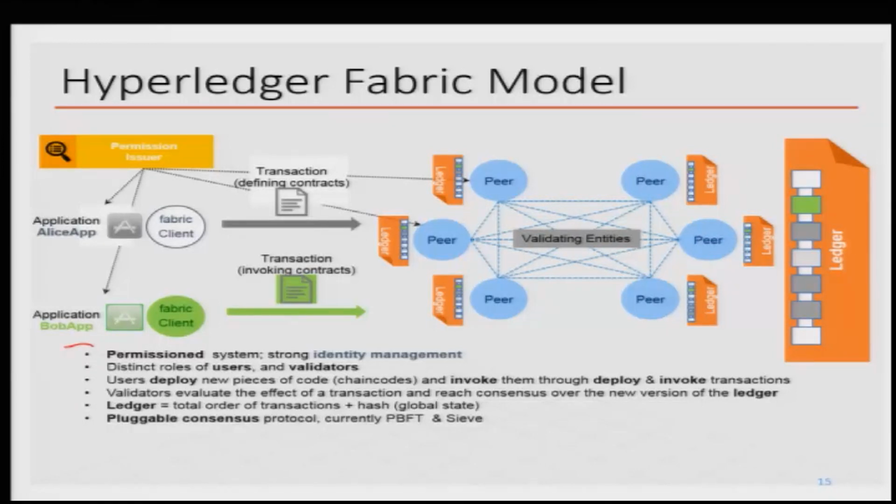So the basic point here is that Hyperledger is a permissioned system. So there is a strong identity management. Everybody has an identity that they have to get either from some kind of a digital certification authority, or if they are all part of the same company, then the company can provide self-signed certificates or any other mechanism by which a person's real identity will be connected to his identity here.